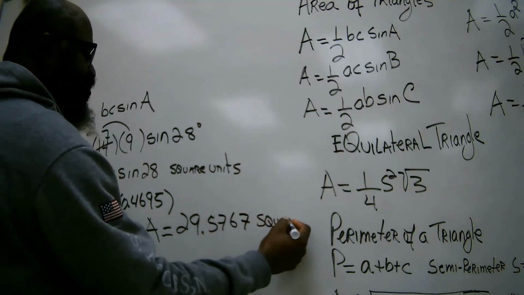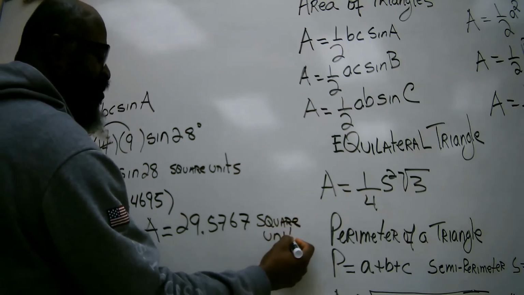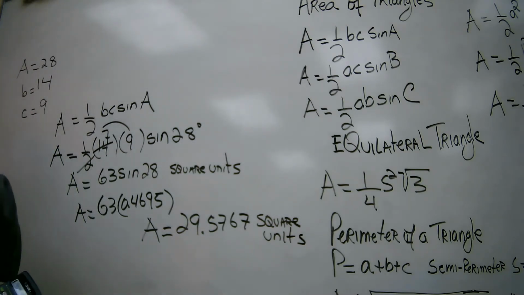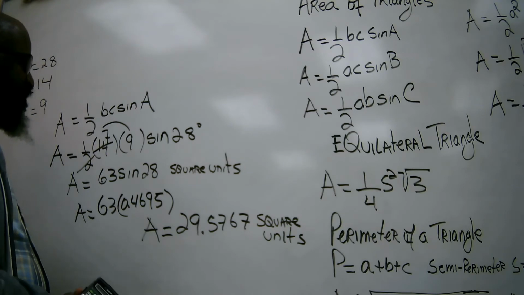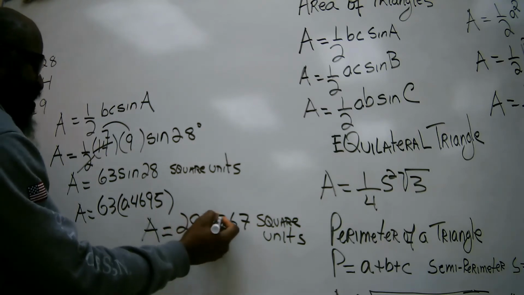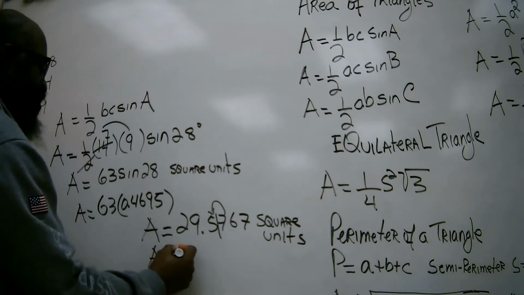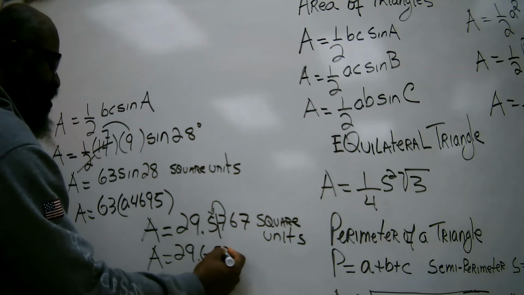For that, you just round it to whatever the problem asks. Most likely you will round to the nearest tenth or to the nearest whole number. If I round this to the nearest whole number, that will be about 30 square units. If I'm rounding to the nearest tenth, this is my tenth, then I will have to add 1 to that. Therefore, my area will be 29.6 square units. Then you're done.